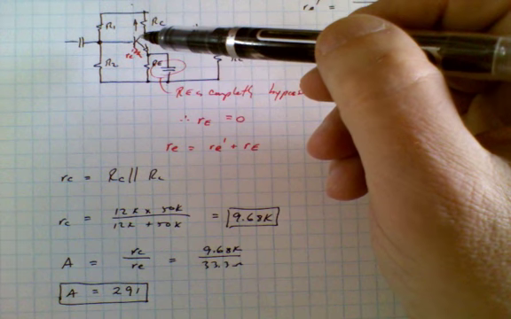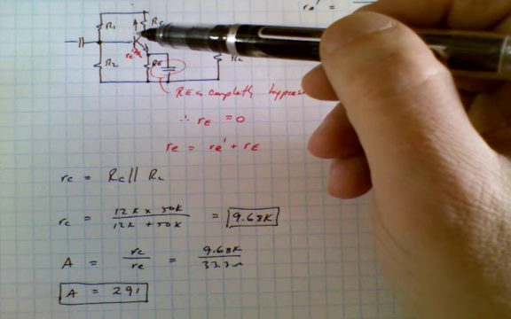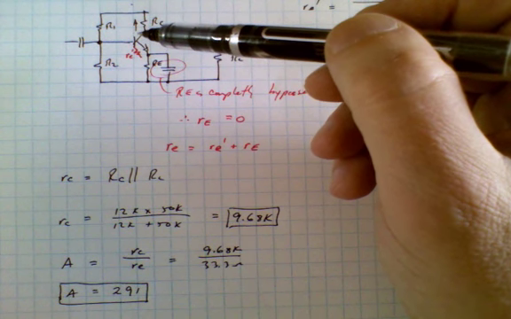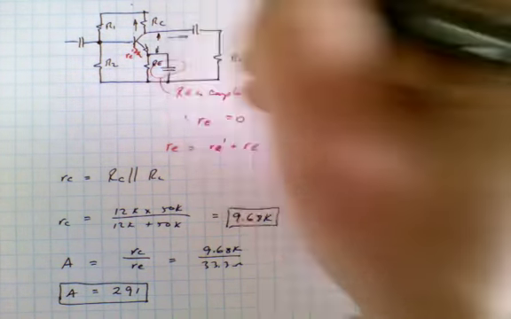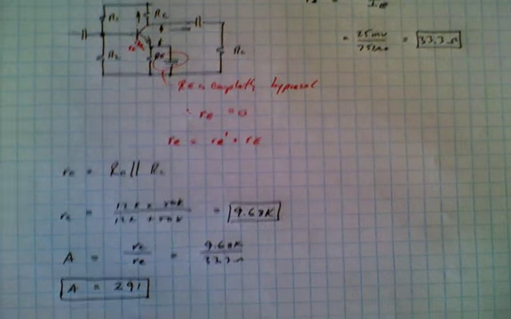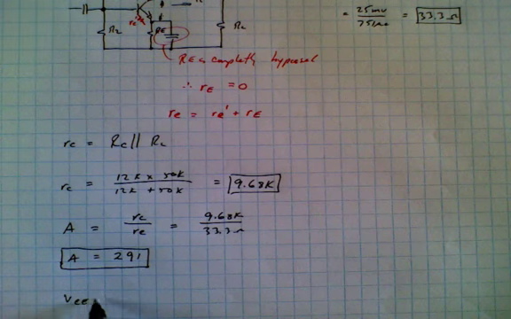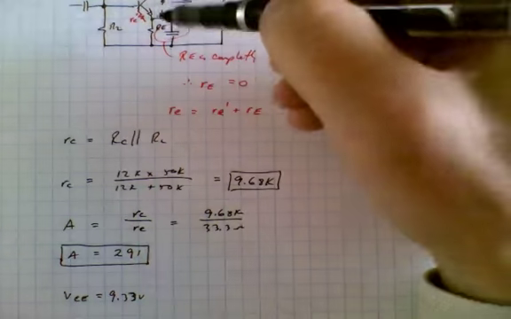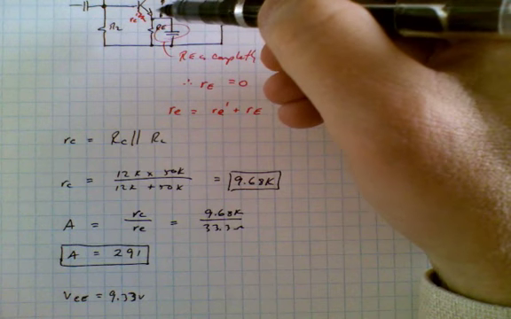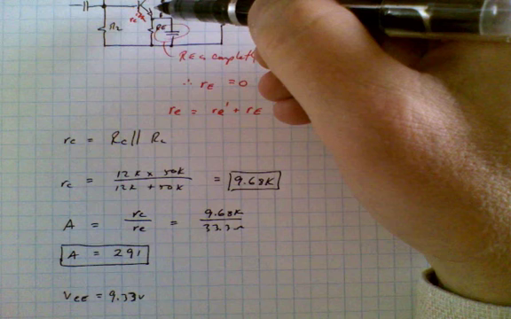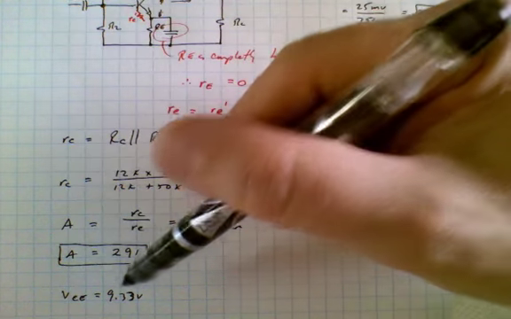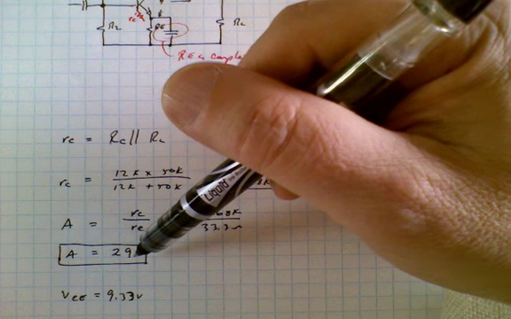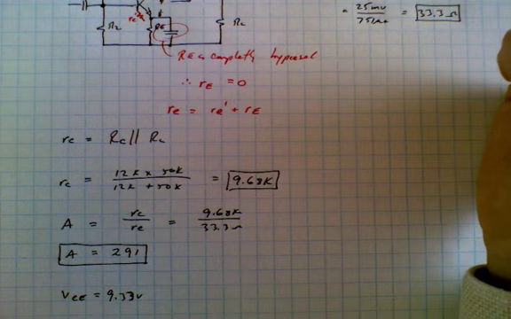This also helps us to understand why we did the DC analysis, because remember, we found that the voltage collector to emitter across here was equal to 9.33 volts. So that means that the biggest signal we could ever get out of the circuit would be about 9 volts peak to peak, if we could even get that. And so the input could not possibly be larger than the 9 volts divided by 291. If we did anything larger than that, the output would saturate.